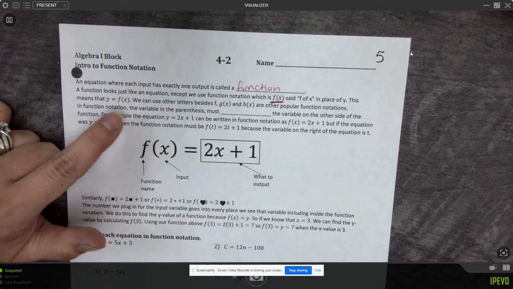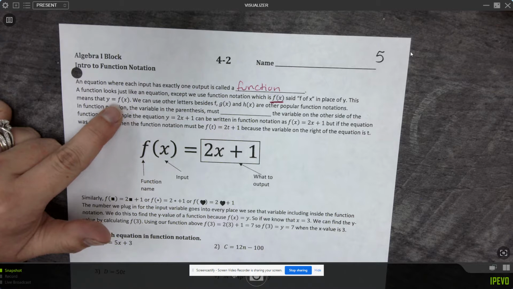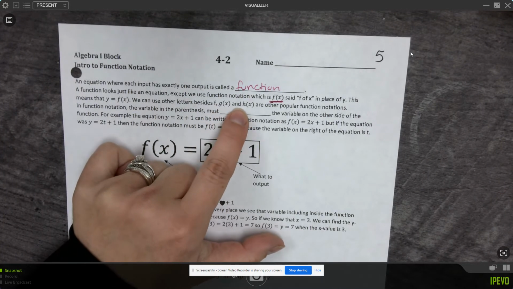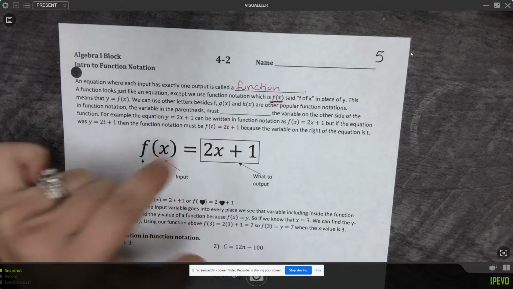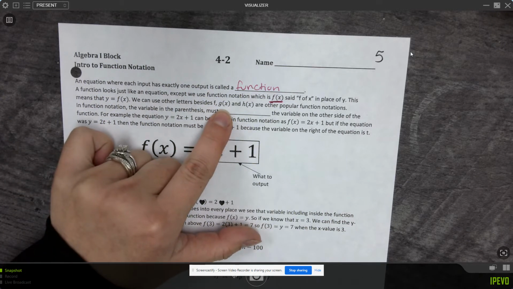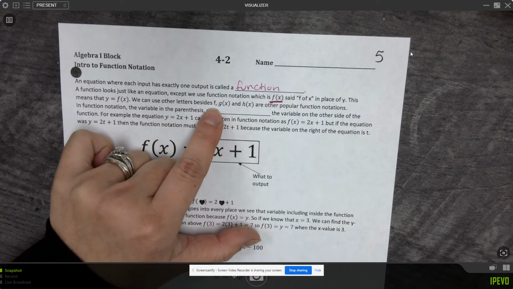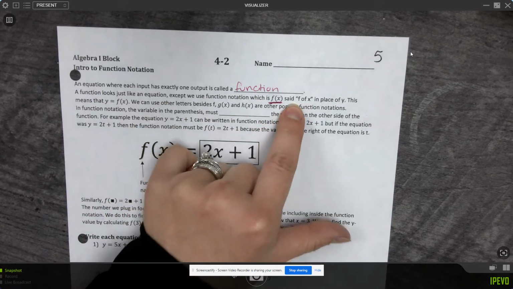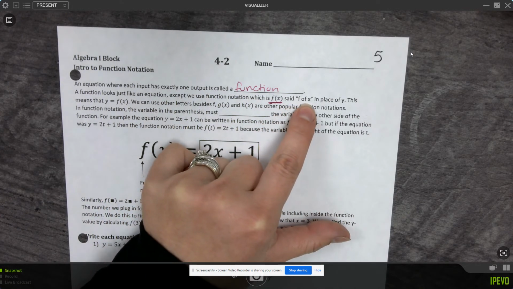Other letters can be used besides this f that's in front. Some common ones are a g or an h, sometimes a p. Those would be g of x and h of x. It also doesn't have to be x. It could be any variable inside here. A lot of times we'll maybe see like g of t or g of n. So it's the outside letter of the inside letter.